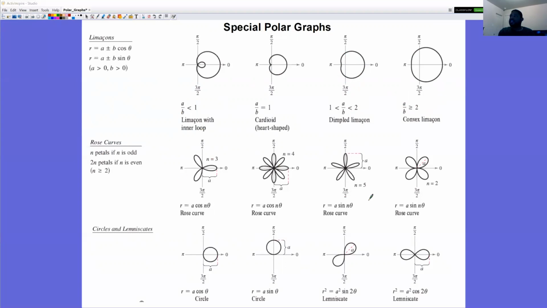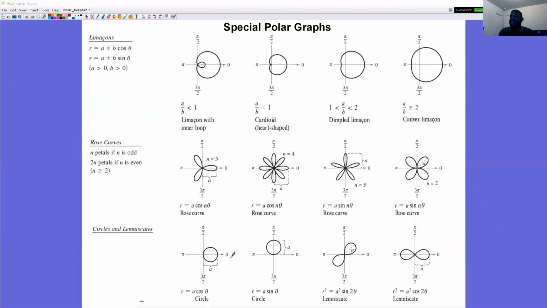Then we have some rose curves. You may come across these as well. You need to pay attention to the number in front of theta. If n is odd, you have that number of petals, like here and here, when n equals 3 and n equals 5. However, if your n value is even, then you double that number, and that's the number of petals you have. So if n is 4 here, you're going to have 8 petals like you see here. If n is 2, you have 4 petals here.